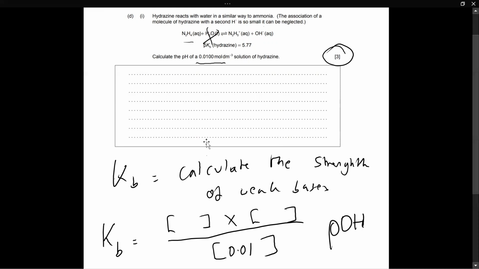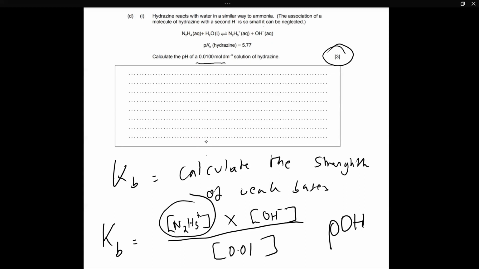Now, we don't know what the concentration of our two products is. We don't know what the concentration of N2H5 plus is, and we don't know what the concentration of OH minus is. We have no clue at all. But in this case, we make an assumption: that the concentrations of both OH minus and N2H5 plus are the same. We make a lot of assumptions in chemistry, as you've probably noticed, and this is just another one.